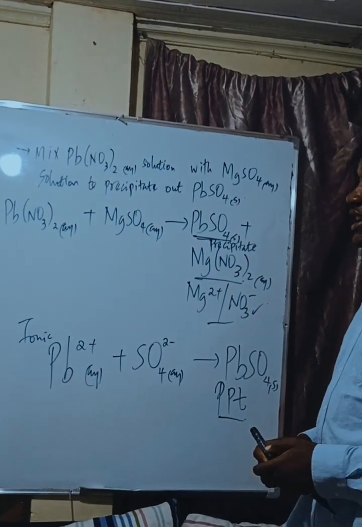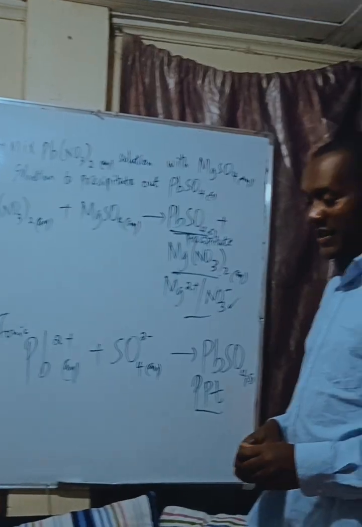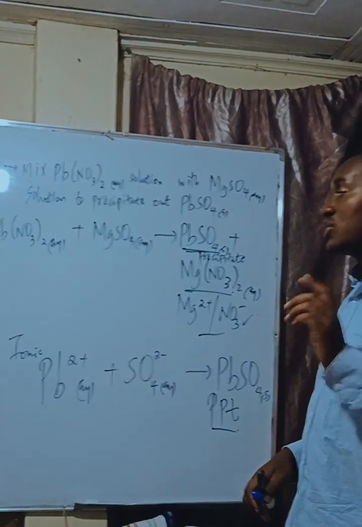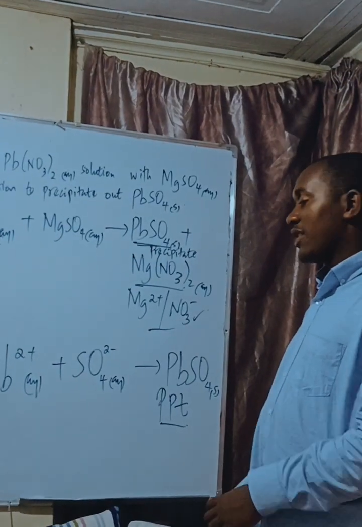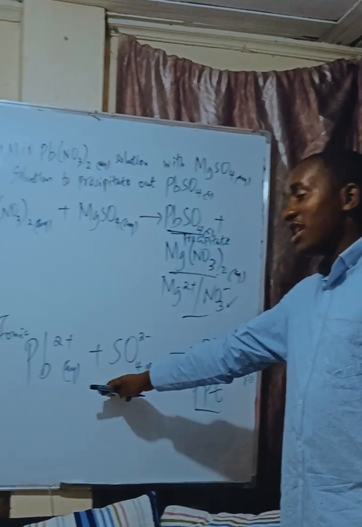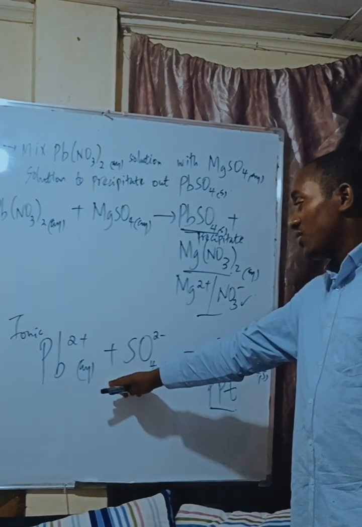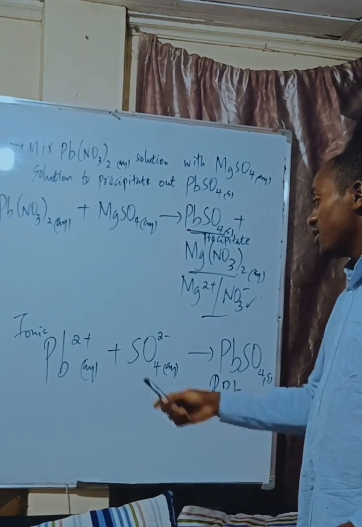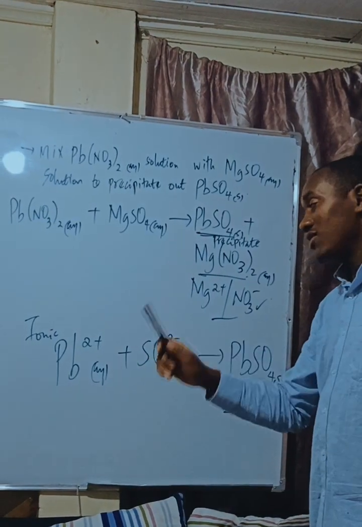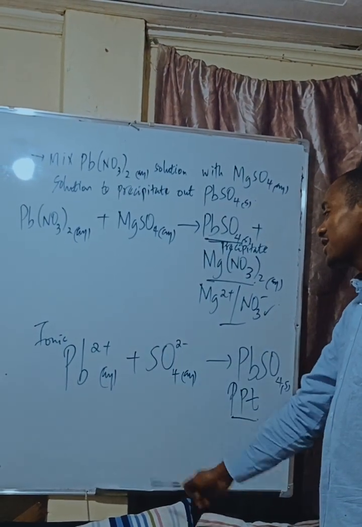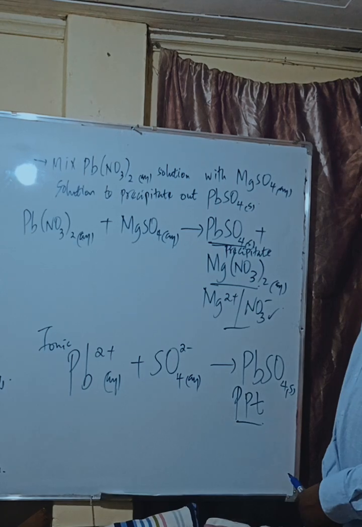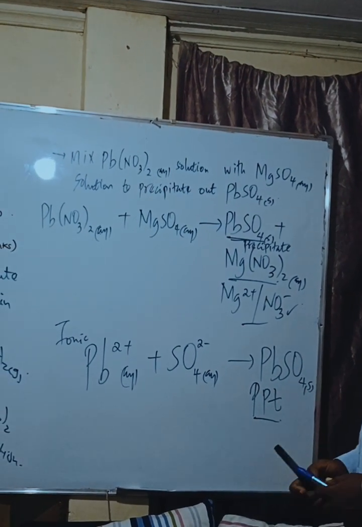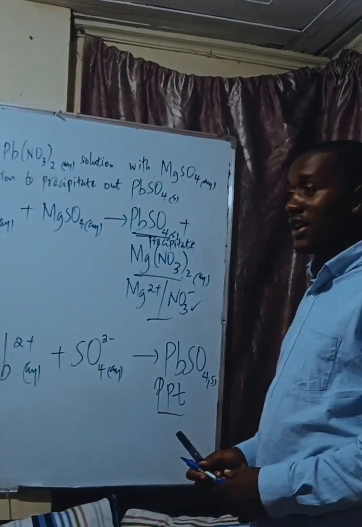So this is a reaction known as a precipitation reaction. A precipitation reaction is a reaction in which solids are formed from aqueous solutions, which leads to an ionic equation whereby solids are formed from aqueous solution. Therefore, lead ions from lead nitrate and sulfate ions from magnesium sulfate that we prepared give us a white precipitate of lead sulfate, and that is how we prepare lead sulfate.